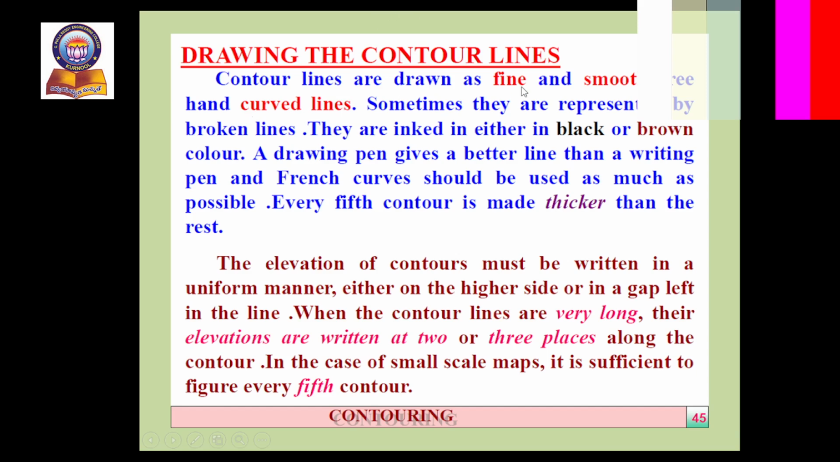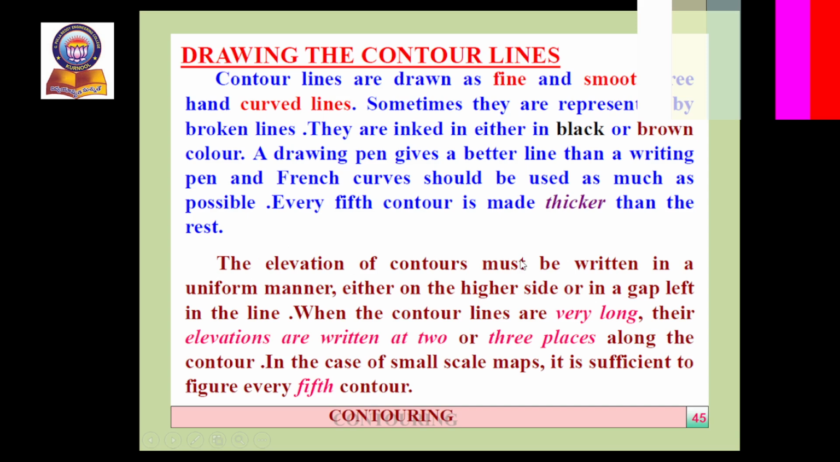Contour lines are drawn as fine and smooth freehand curved lines. Sometimes they are represented by broken lines and they are inked in either black or brown color. A drawing pen gives a better line than a writing pen, and French curves should be used as much as possible. Every fifth contour is made thicker than the rest, so that you can easily read the contour map.